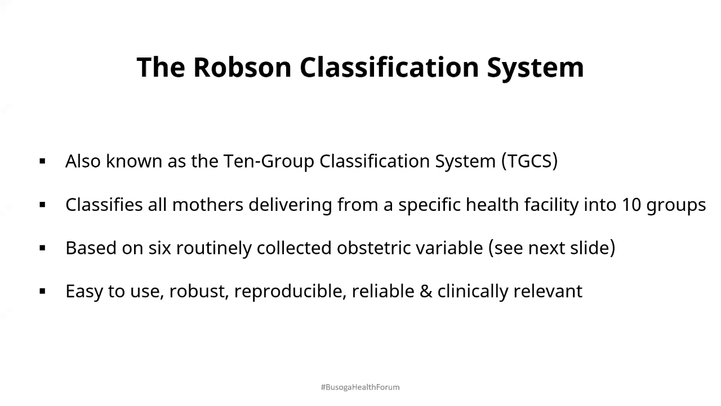So this classification is based on the variables we actually collect on a daily basis. These are the 6 core obstetric variables, as we are going to see. Importantly to note also is that it's actually simple.